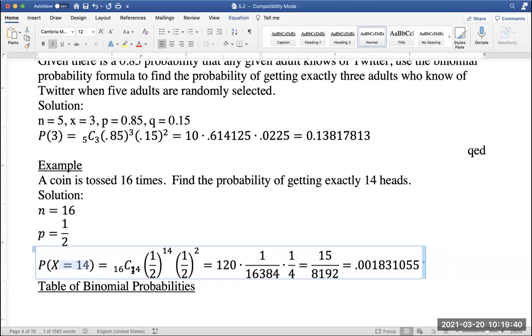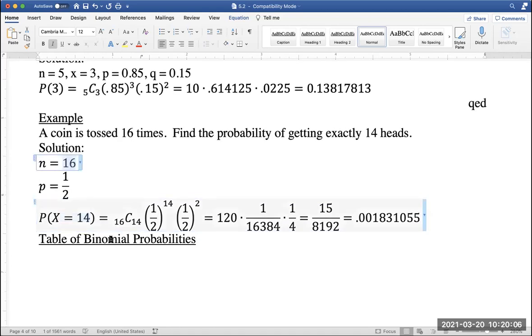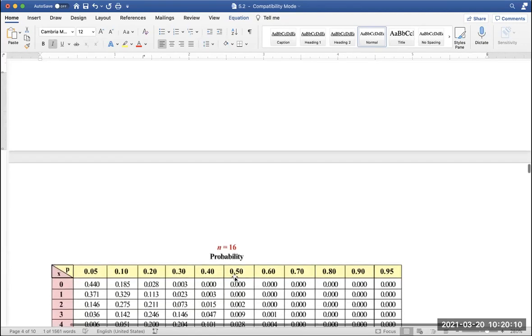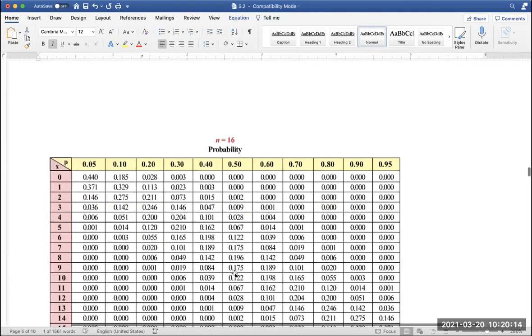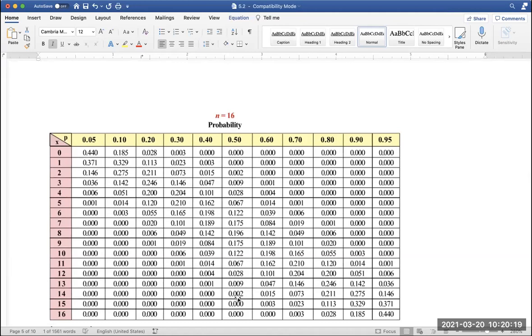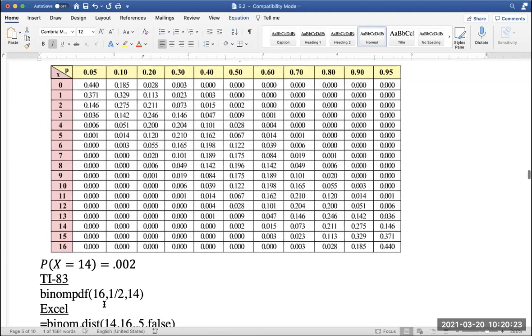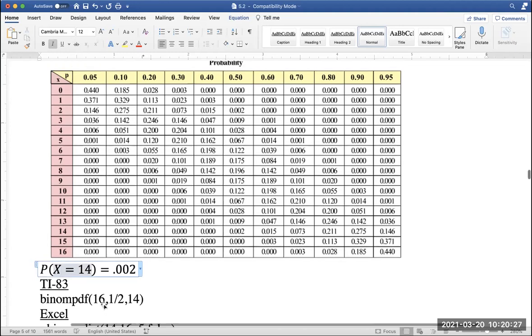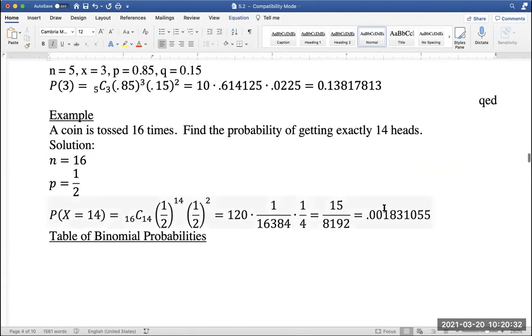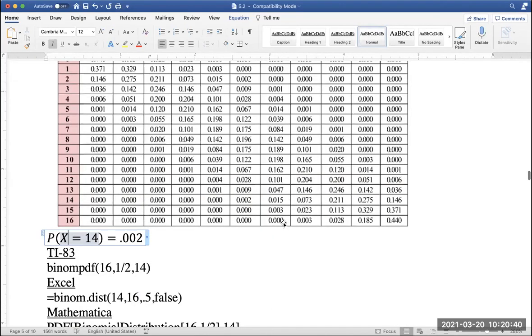So let's use the binomial probability formula. 16C14 is 120. 1/2 to the 14 is 1 over 16,384. 1/2 squared is 1/4. So you get 15 over 8192, 0.001831055. You could look this up in a table. So n is 16 and p is 0.5, and you want to find the probability of having 14 successes. 0.002. So the probability of having 14 successes is 0.002. Notice it's the same, but of course we've rounded, only to 3 decimal places when you're looking in this particular table.